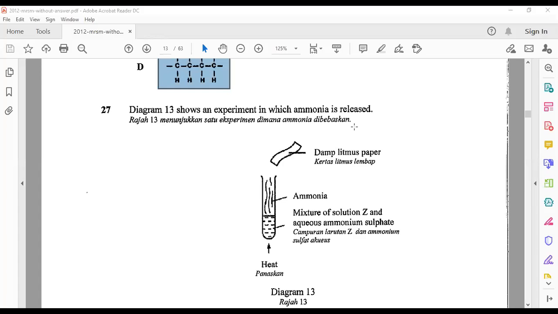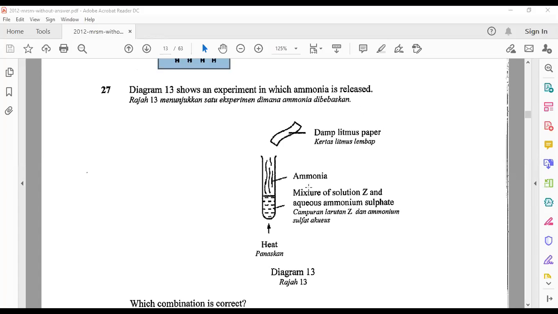Next part here. The diagram shows an experiment in which ammonia is released. Can you see the damp litmus paper? What color should this litmus paper be when you want to test for the presence of ammonia? This should be the damp red litmus paper, because ammonia is an alkaline gas.